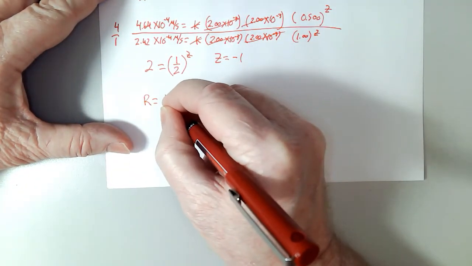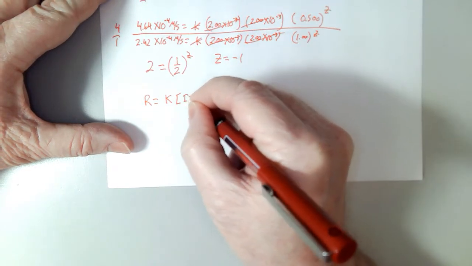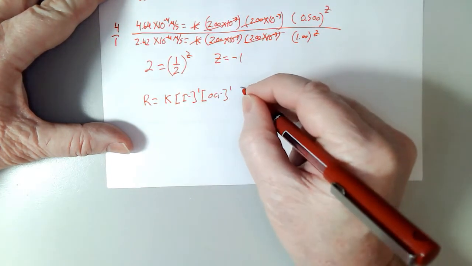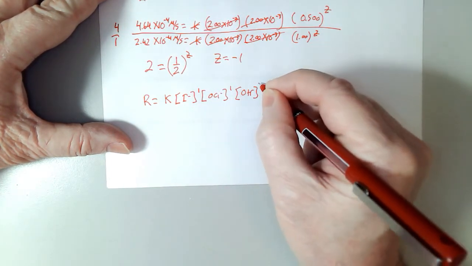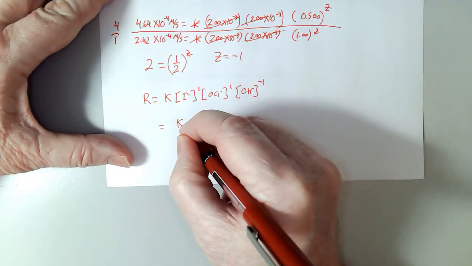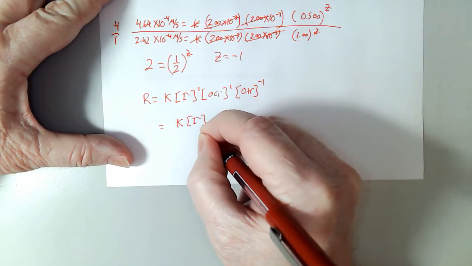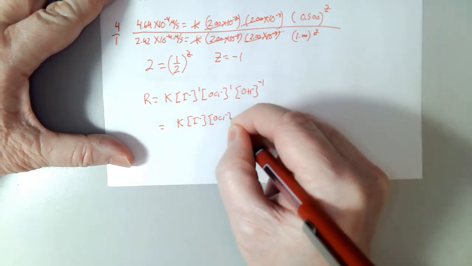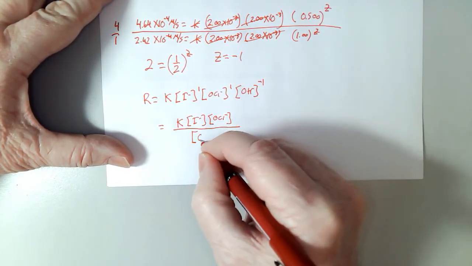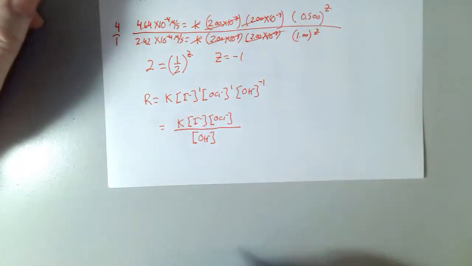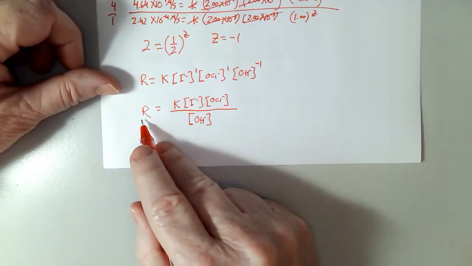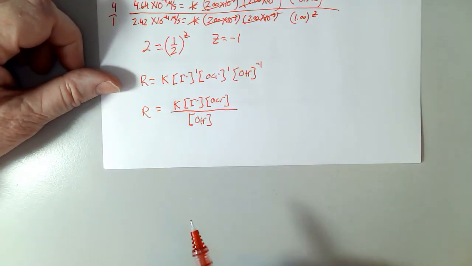Now, most people at this point would write this in this format, to the first, to the negative 1. I do it slightly differently. Algebraically, it's the same thing. K equals I minus times OCl minus, and you can put the ones or not put the ones, it's up to you. But I'm going to divide by the hydroxide ion. And that tells me that increasing concentration of hydroxide is going to slow down the rate.